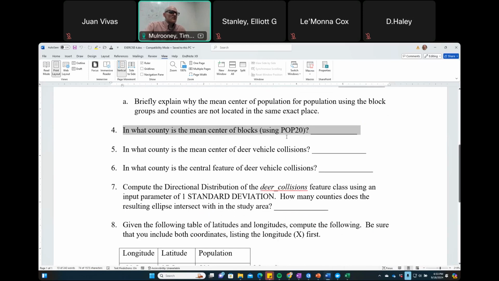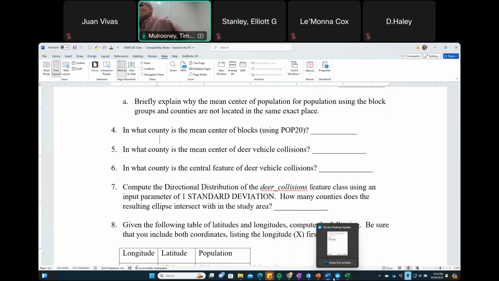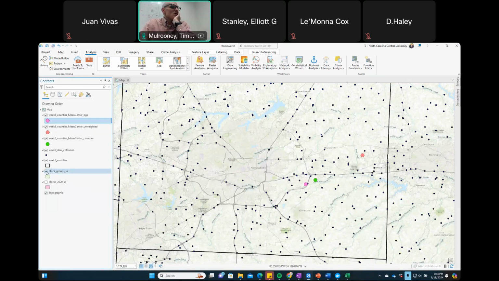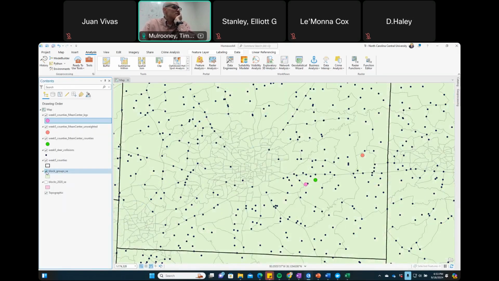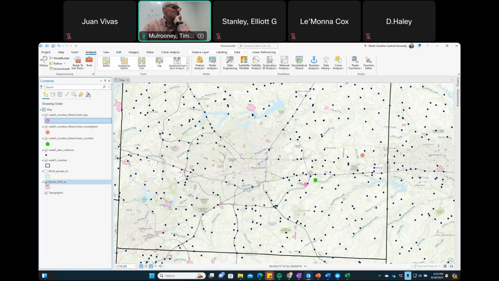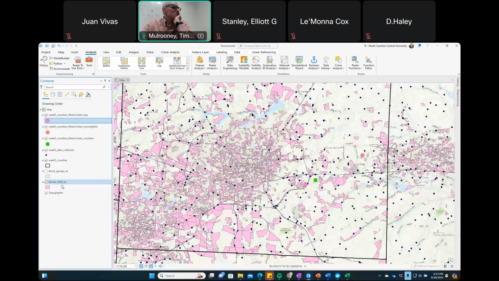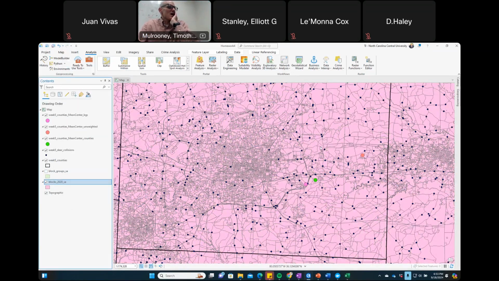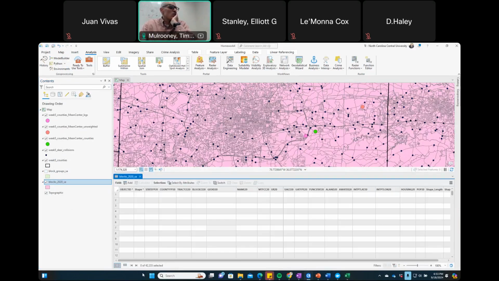We're going to use POP 20 for blocks because block data gets really big really quickly, and it's really hard to find the GIS data for it because they typically only collect population for these. So this is for blocks. These are the block groups, and then these are the blocks. Like literally, these are blocks. So this is what block level data looks like.